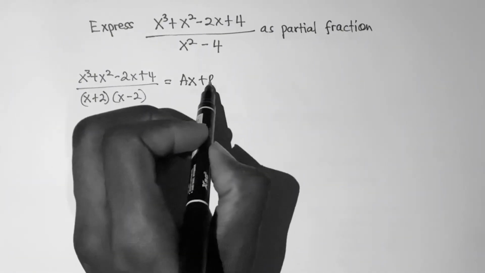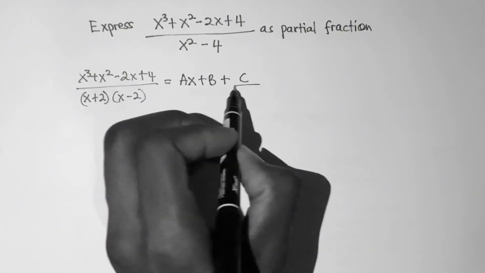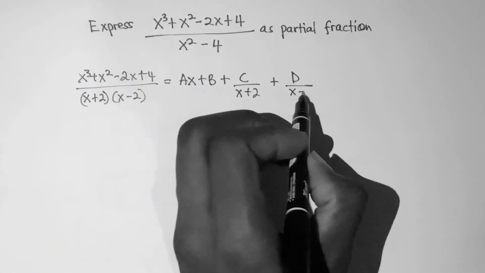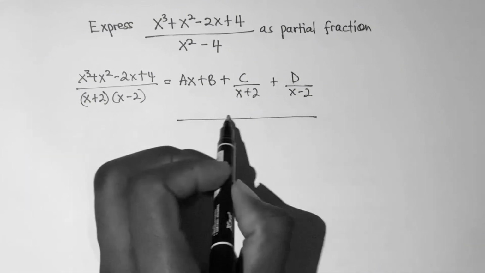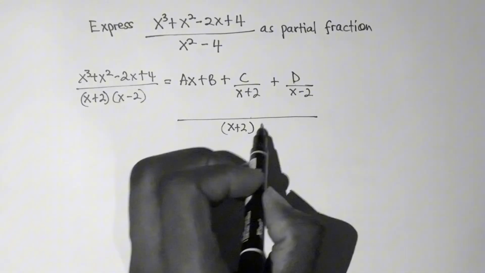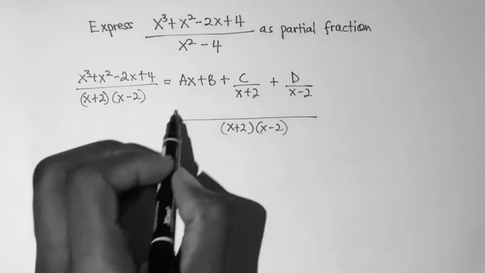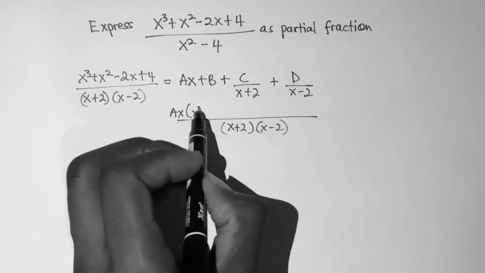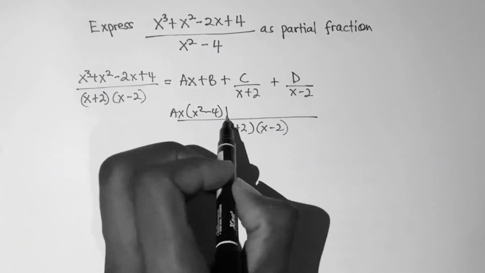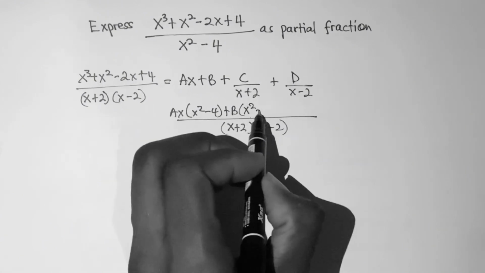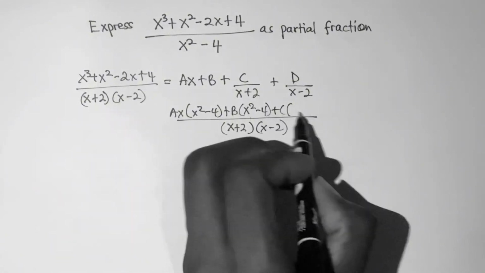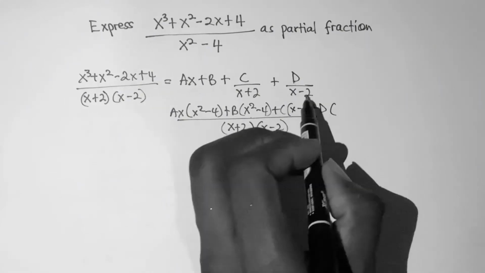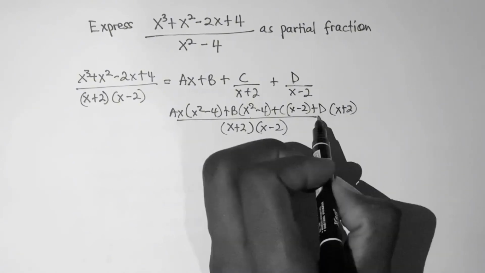This is equal to, remember the difference is 1, so ax plus a constant b, then plus another constant c divided by (x plus 2), then plus another constant d divided by (x minus 2). So if you find the LCM, which is (x plus 2)(x minus 2), ax is going to multiply (x plus 2)(x minus 2), which is the same as x squared minus 4. Then plus b will also multiply x squared minus 4. Then plus c will multiply, here's x plus 2, so it will be x minus 2. Then plus d will multiply, here's x minus 2, so it will multiply x plus 2.